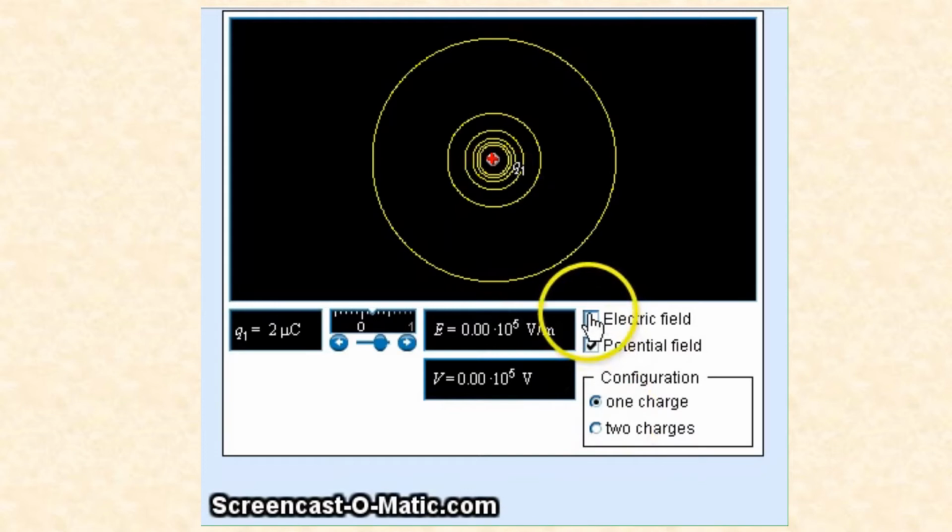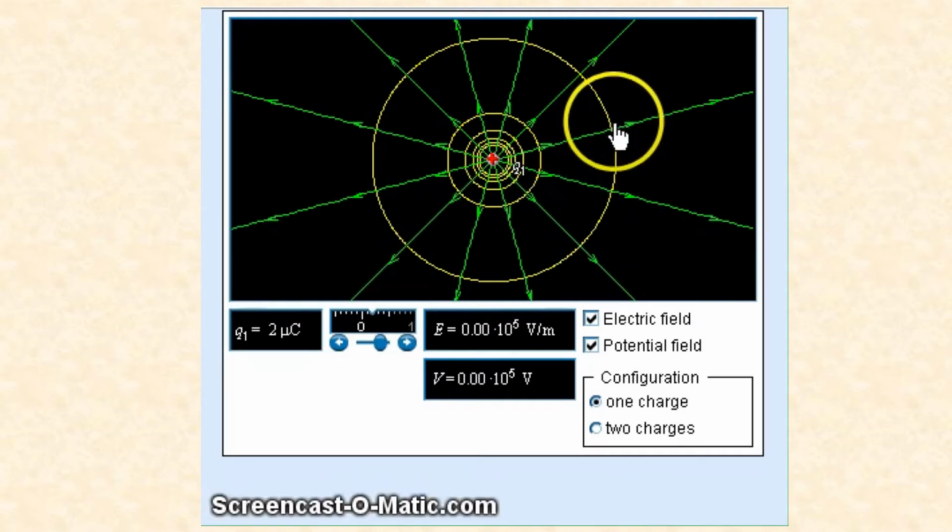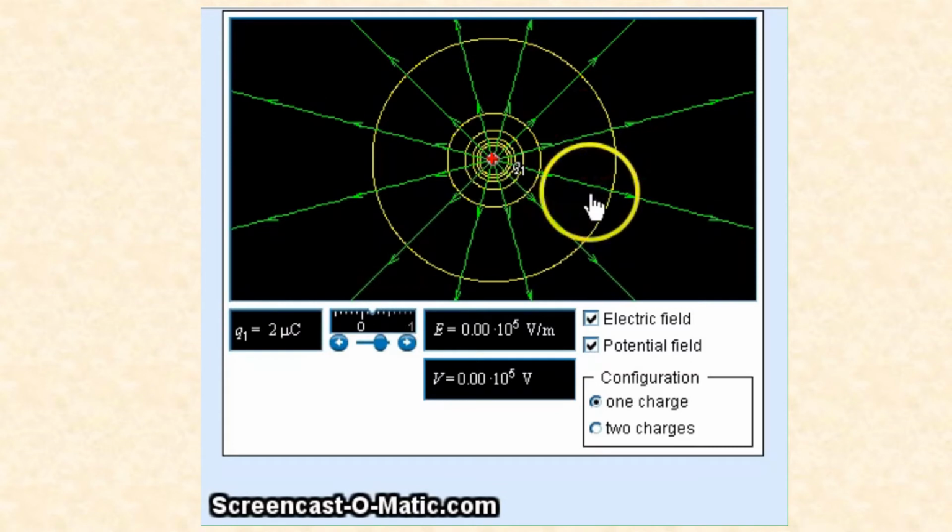Let's come over here and check the electric field box, and you will now notice that these green electric field vectors are perpendicular to the equipotential surfaces. This again is a basic property of equipotential surfaces. The electric field should be perpendicular wherever those field lines cross the surface.